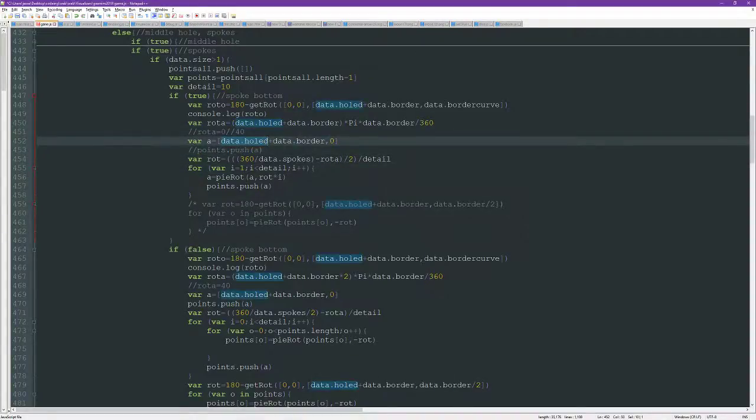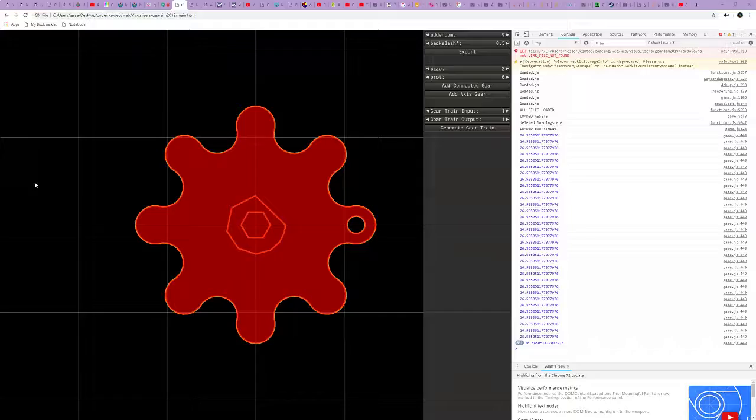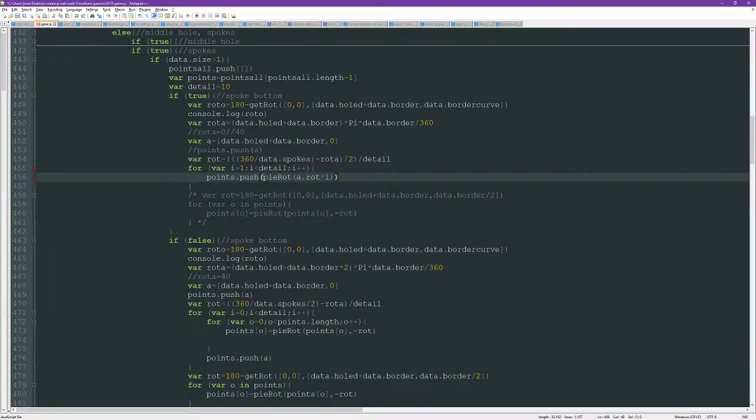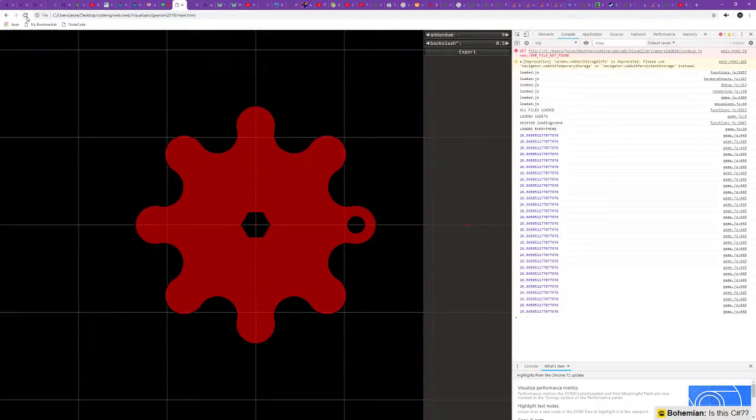Our original location is along the line. We want to offset it by rotation times detail, or times I. That would be 0, just putting it on the line. We then want to say that is equal to no. We then want to push this into here. Hey, I got a blue. No, this is JavaScript.